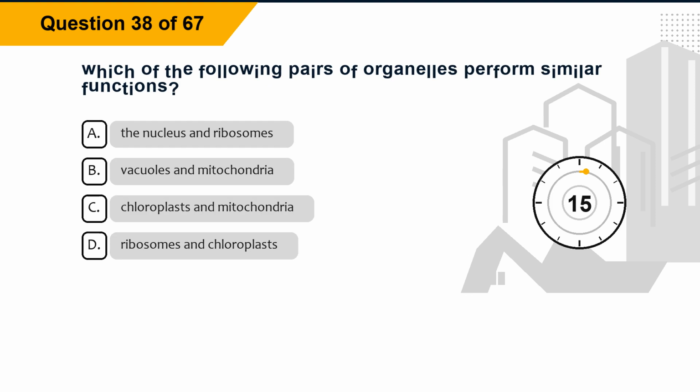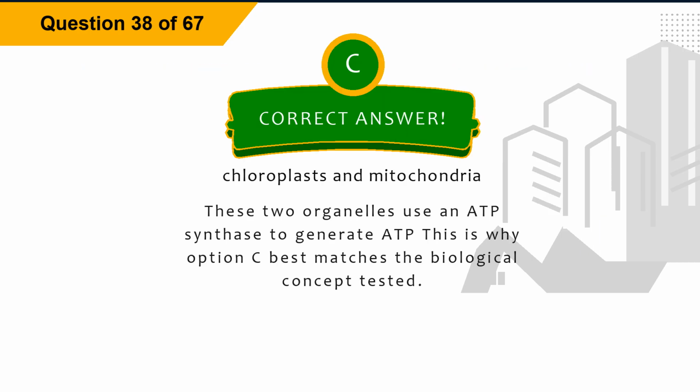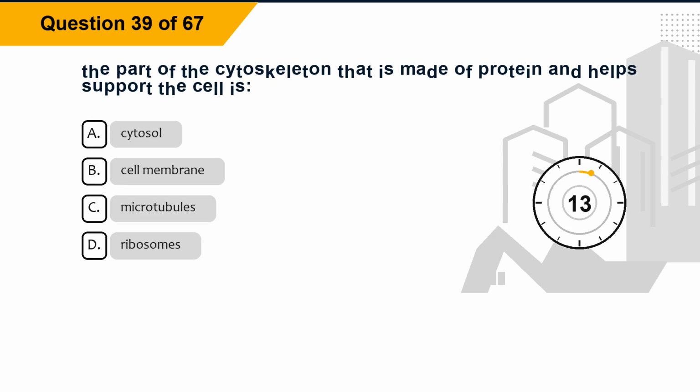Question 38. Which of the following pairs of organelles perform similar functions? Option A. The nucleus and ribosomes. Option B. Vacuoles and mitochondria. Option C. Chloroplasts and mitochondria. Option D. Ribosomes and chloroplasts. The correct answer is option C. Chloroplasts and mitochondria. Explanation. These two organelles use an ADP synthase to generate ADP. This is why option C best matches the biological concept tested. Question 39. The part of the cytoskeleton that is made of protein and helps support the cell is: Option A.